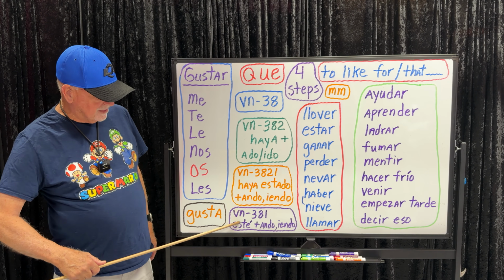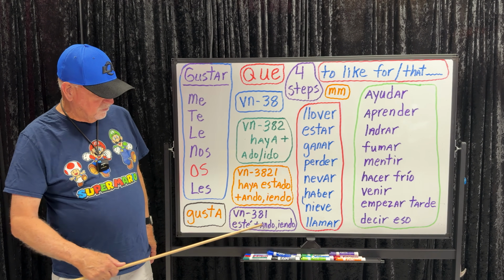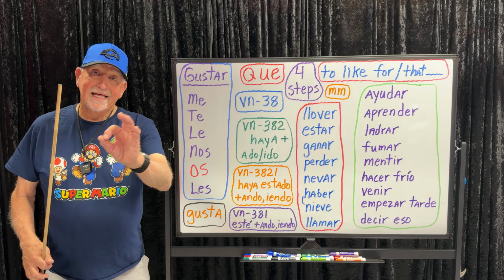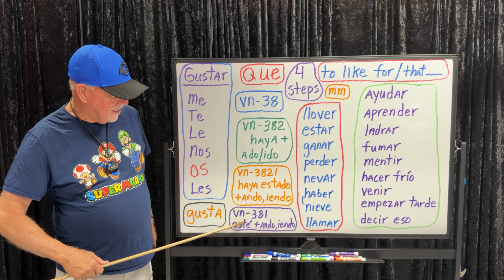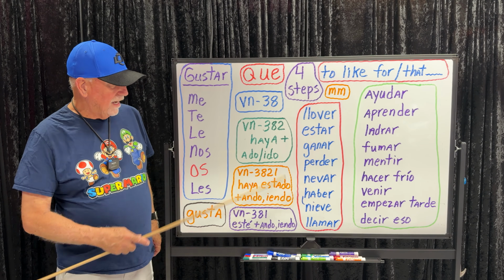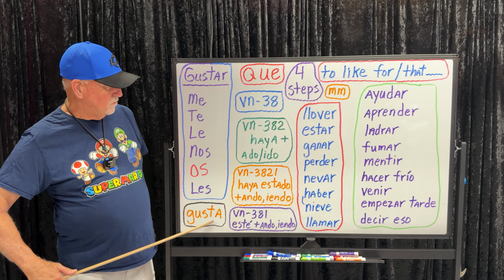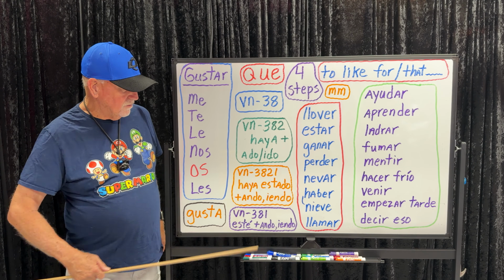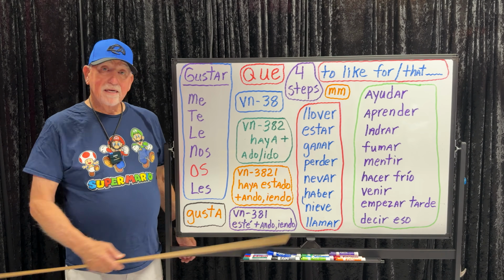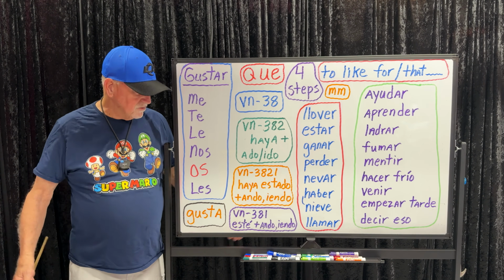8, we're going to use a stay. And 1, we're going to use the ing. Watch this now. I like that it is raining. Me gusta que esté lloviendo. I like that we are winning. Me gusta que estemos. Stretch it out. Estemos ganando. I like that it's snowing. Me gusta que esté nevando.